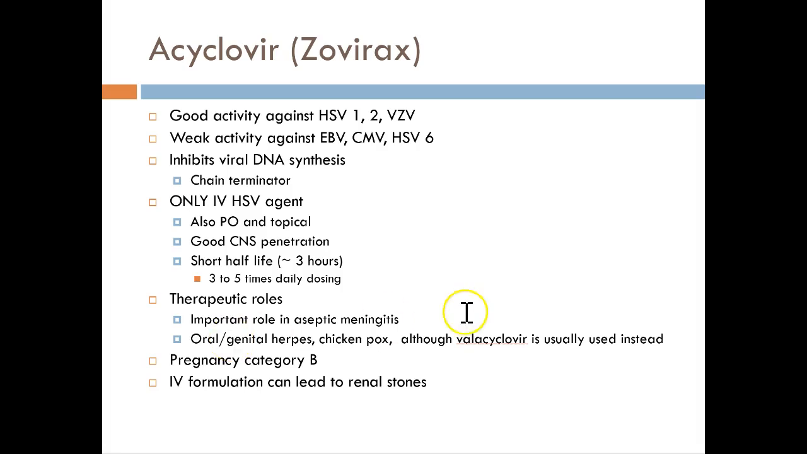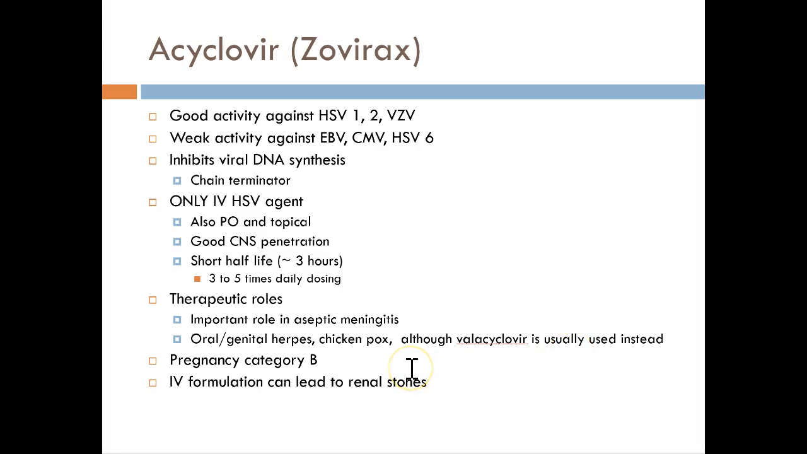Therapeutic role, again, I just talked about the aseptic meningitis for IV therapy. You wouldn't use oral for that, by the way. For oral or genital herpes, chickenpox, you could use it, but because it's dosed so many times a day, we usually use Valacyclovir, which I'll talk about here in a second.